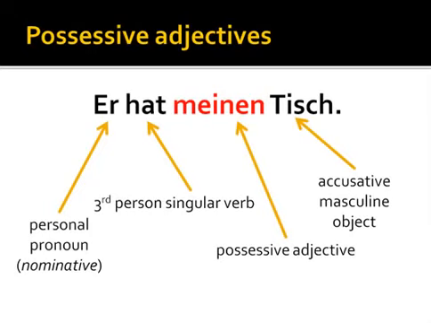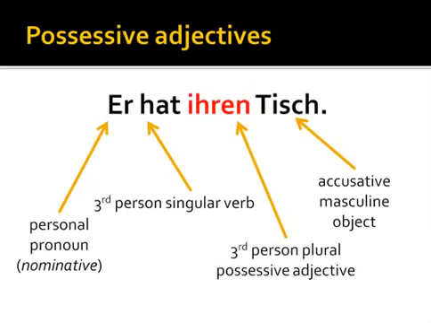It will be an accusative masculine object, and this accusativeness of the noun, of the object, will be manifested in the possessive adjective. Note that it's not mein, but it is meinen, indicating the accusative case.